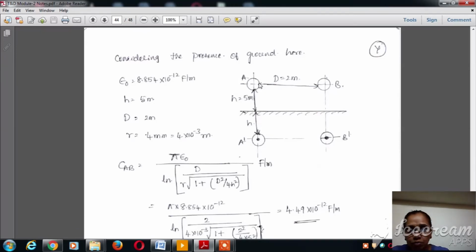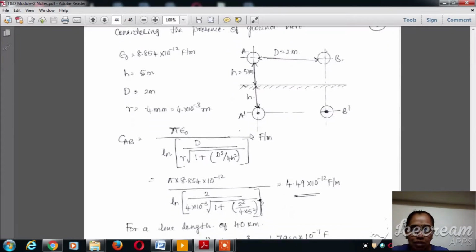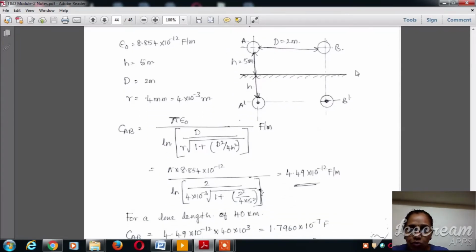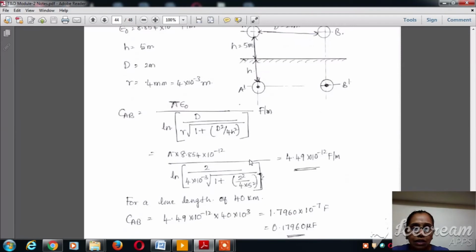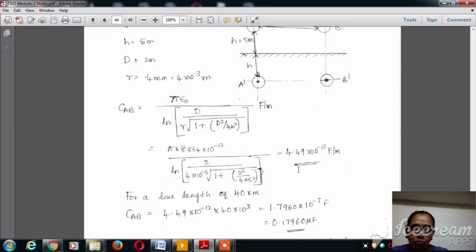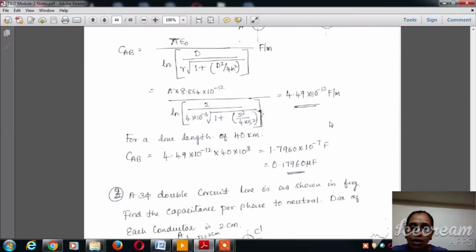R is equal to 4 mm, the radius of the conductor, that is 4 into 10 to the power minus 3. If we consider the effect of the ground, now CAB is equal to pi into epsilon naught divided by ln D divided by R into square root of 1 plus D square divided by 4h square. Now that is equal to pi into 8.854 into 10 to the power minus 12 divided by ln into D, which is 2, divided by 4 into 10 to the power minus 3, square root of 1 plus D, which is again 2, 4 into H, which is 5. Substitute the values, we get 4.49 into 10 to the power minus 12 farad per meter.